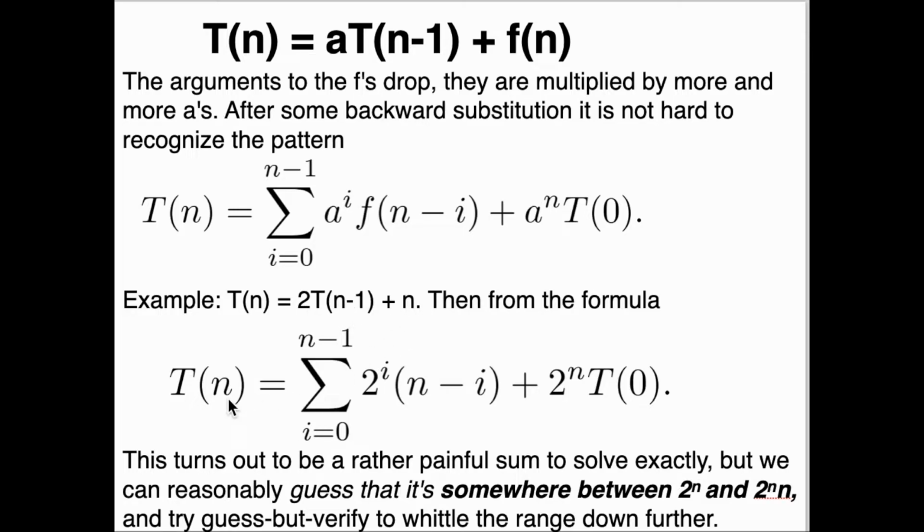Okay? So for the corresponding summation, we have I equal to 0 to n minus 1, and then our function is n, so we have n minus I. We have a equal to 2, so we have a raised to I, so that's 2 raised to I, plus 2 raised to n times the evaluation of the base case. Okay?